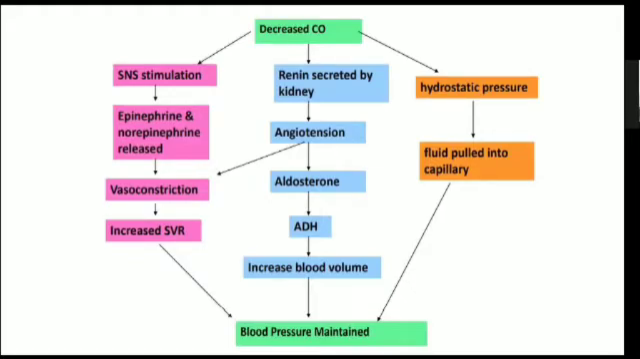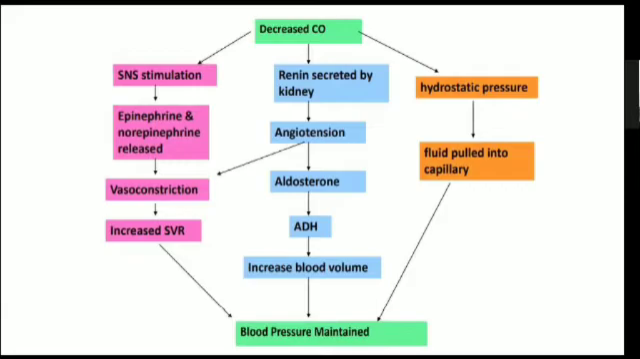When cardiac output decreases, renin is secreted by the kidney and it goes to the liver, and angiotensinogen is converted into angiotensin 1, and angiotensin 1 is converted by angiotensin converting enzyme in the lung into angiotensin 2, and it also stimulates the release of aldosterone and antidiuretic hormone from the posterior pituitary, which increase the blood volume by acting on the renal tubule. Thus, blood pressure is maintained.